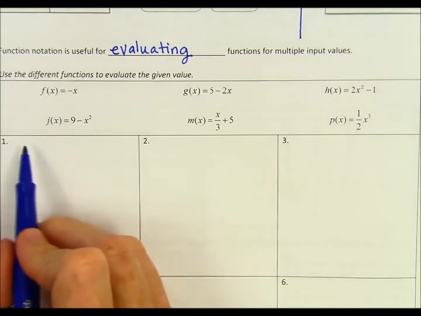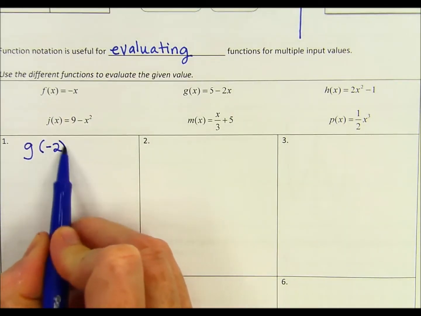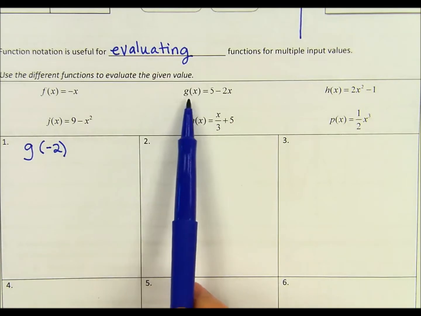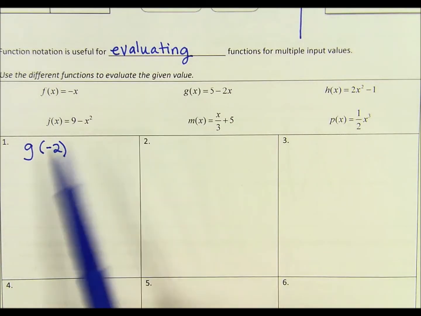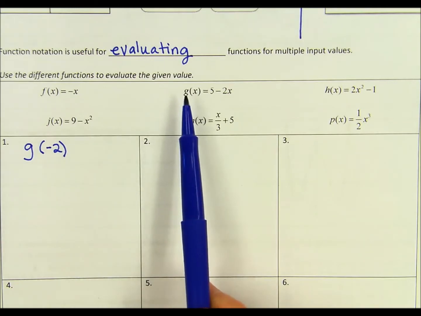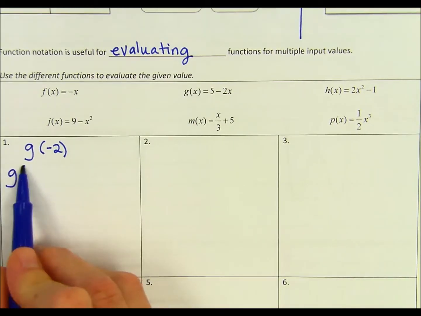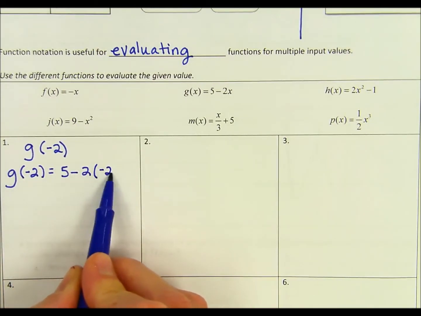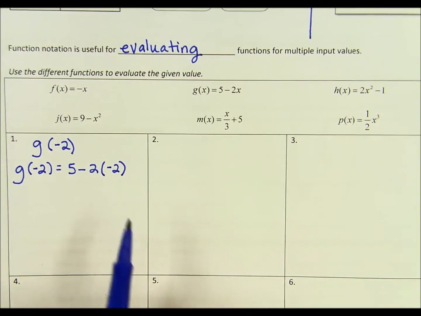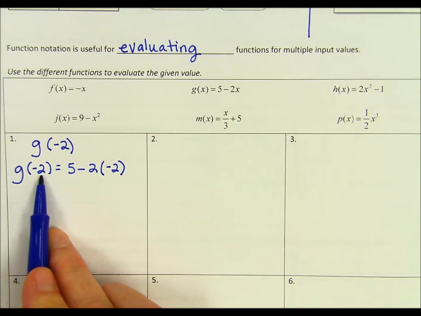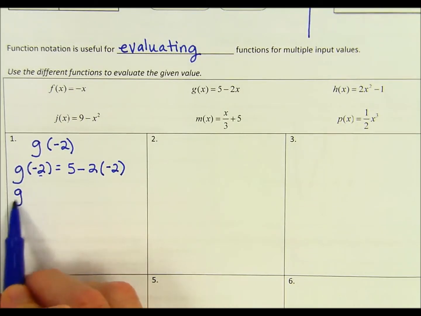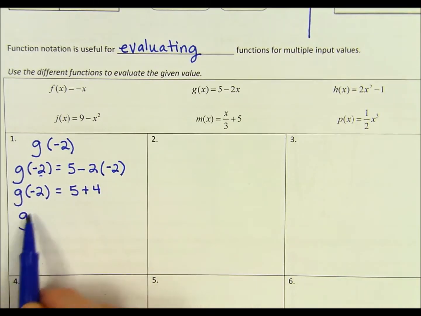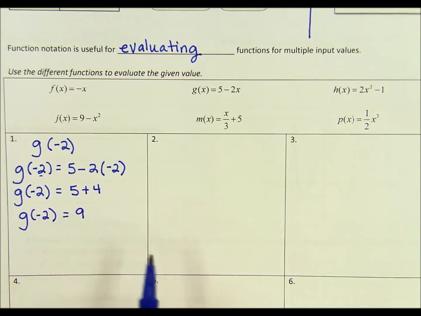So for number 1, we are going to evaluate g of negative 2. Now that tells you that you need to find the function g of x, which is right here, and it tells you to input the negative 2 in for x. So you would say g of negative 2 is equal to 5 minus 2 times negative 2. Now what this tells the reader is that the function g is being evaluated at negative 2. So g of negative 2 is equal to 5 plus 4, so g of negative 2 is equal to 9.